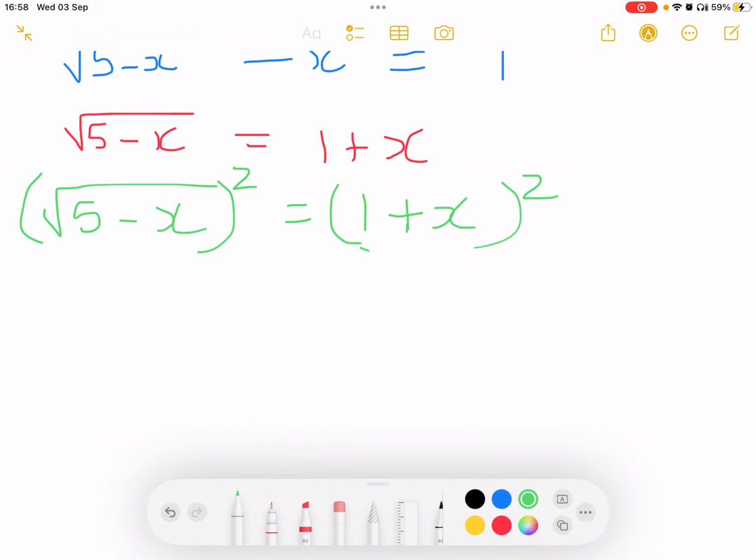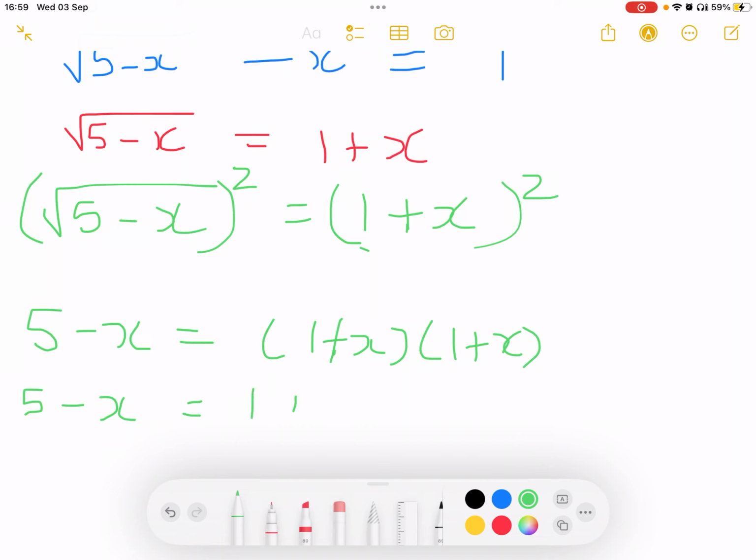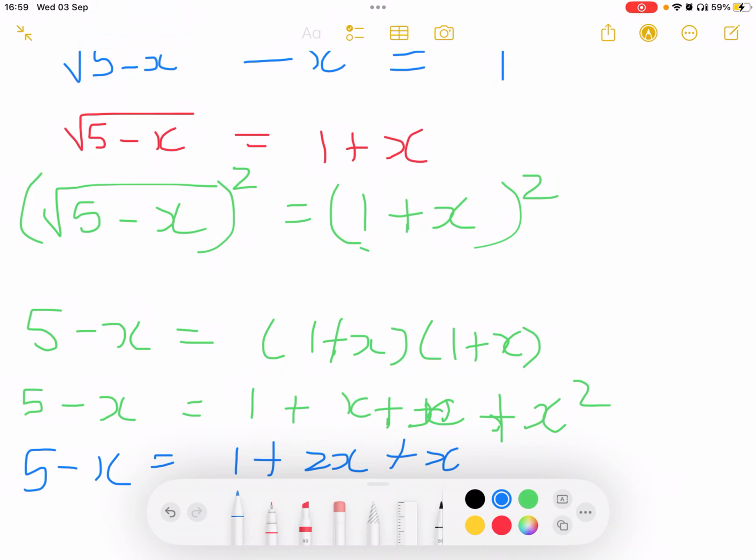All right, and then when I apply the square root on both sides, I get 5 minus x equals (1 plus x)(1 plus x), and this is 5 minus x, which equals 1 plus x plus x squared. Okay, this color is not nice. 5 minus x equals 1 plus 2x plus x squared.